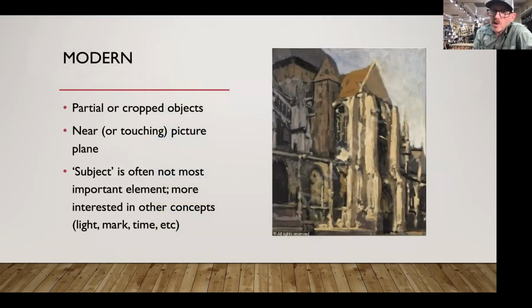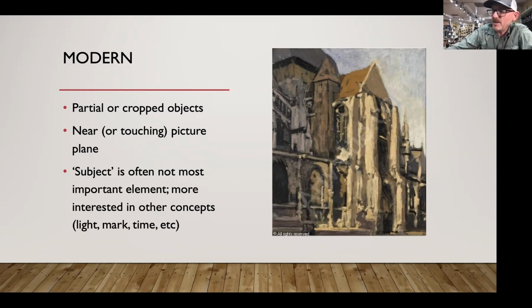Our fourth is the modern compositional format. And in the modern compositional format, we find partial or cropped objects. We're going to find that the objects are typically up against the picture plane, or in some cases, maybe even passing through, but they're very near to our picture plane, almost like you zoomed in, as opposed to, I deliberately picked a church here, that Van Ruisdael, which is quite zoomed out on the church.